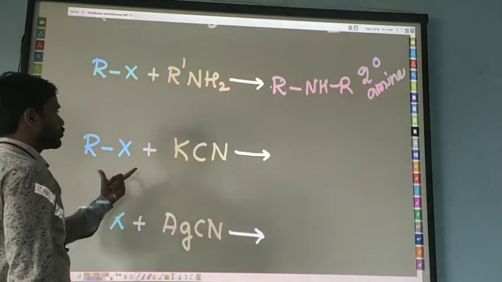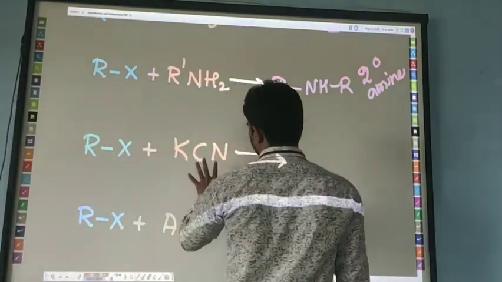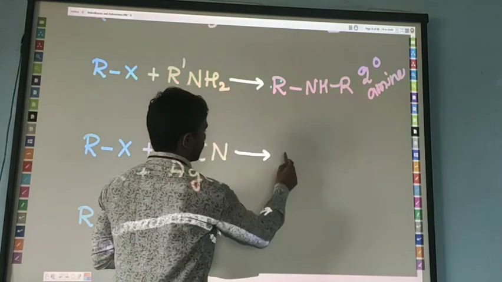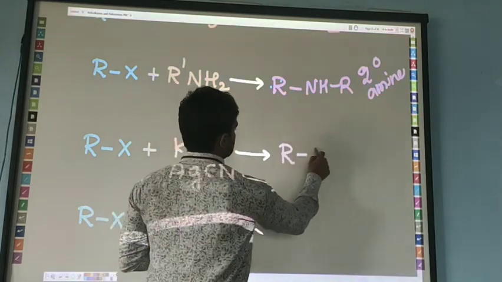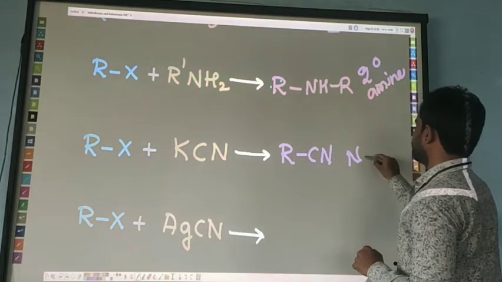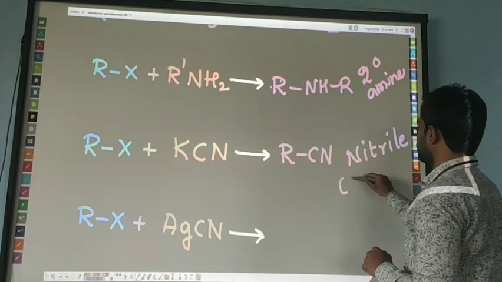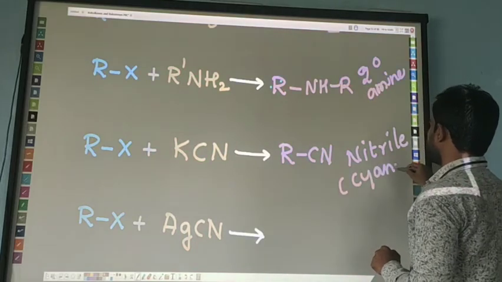When alkyl halide reacts with potassium cyanide, first you have to know what the nucleophile is here. The product is going to form like this: RCN. This is to be known as a nitrile, or cyanide.